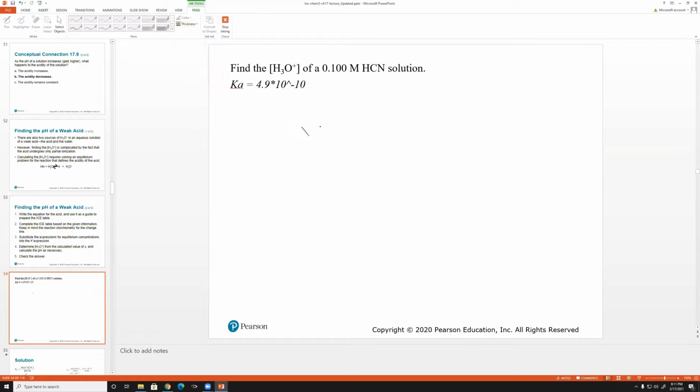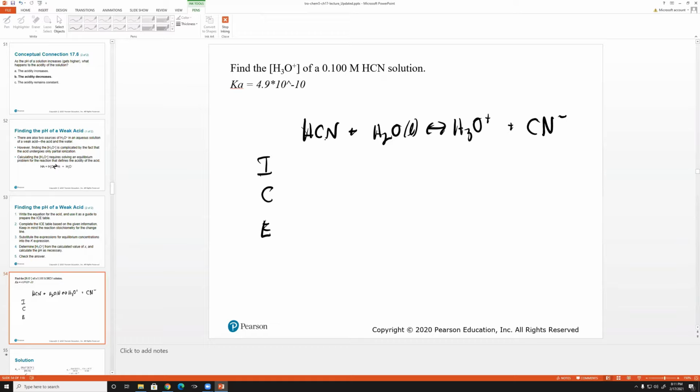So let's do this one together. You have HCN plus water as a liquid. Remember, it doesn't count towards the equilibrium. It goes both ways to H3O plus and CN minus. Now we write our ICE chart. Initially, we have 0.1 molar of HCN. We have none of the water, it doesn't count. H3O, we have 0. CN, we have 0.